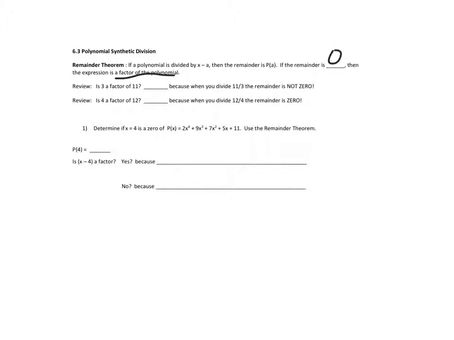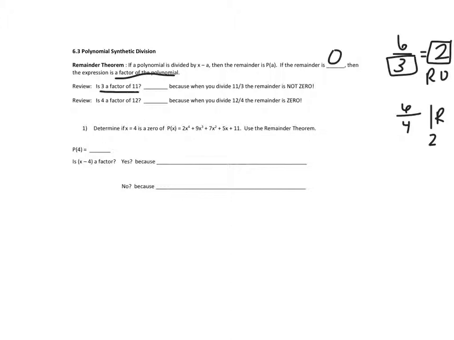That's the same thing as if you divide 6 by 3, 3 goes into 6 2 times with a remainder of 0. So that means that 3 is a factor of 6. If you divide 6 by 4, 4 goes into 6 one time with a remainder of 2. So 4 is not a factor of 6. The same thing goes with polynomials. If you divide and the remainder is 0, then it's a factor.